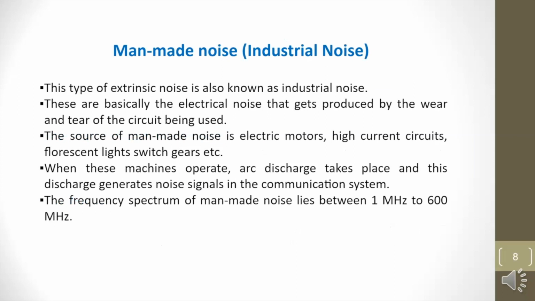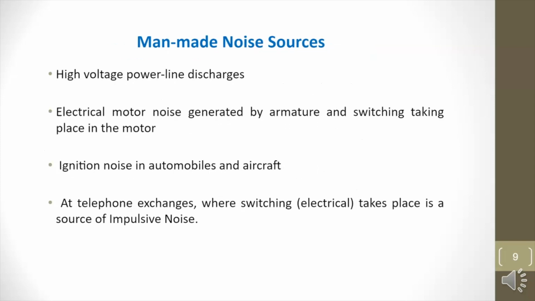Man-made noise is a type of extrinsic noise and is also known as industrial noise. These are basically the electrical noise that gets produced by the wear and tear of the circuit being used. The sources of man-made noise are electric motors, high current circuits, fluorescent lights, switch gears, etc. When these machines operate, arc discharge takes place and this discharge generates noise signals in the communication system. The frequency of man-made noise lies between 1 MHz and 600 MHz.